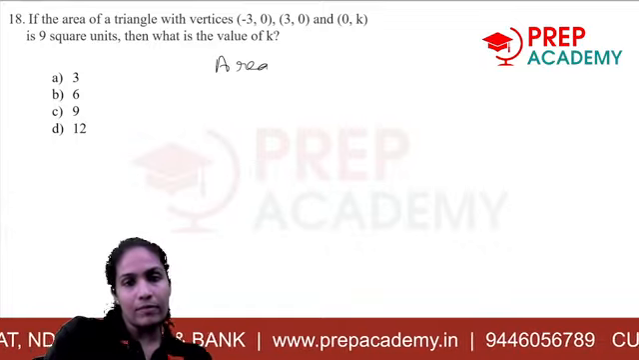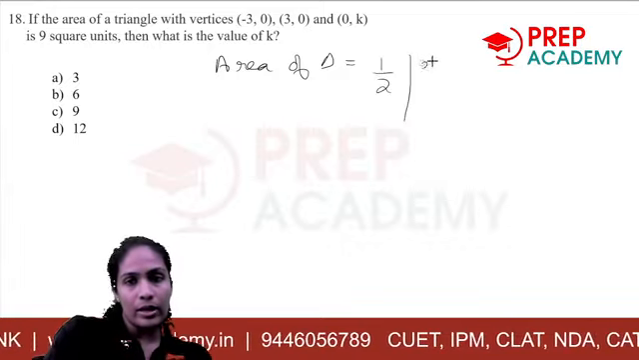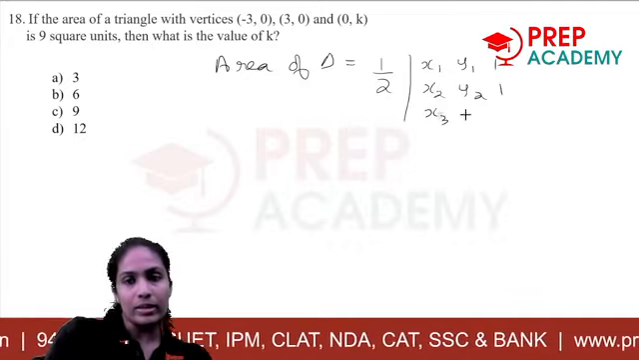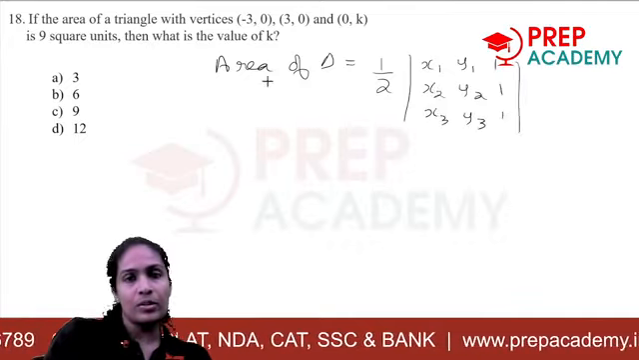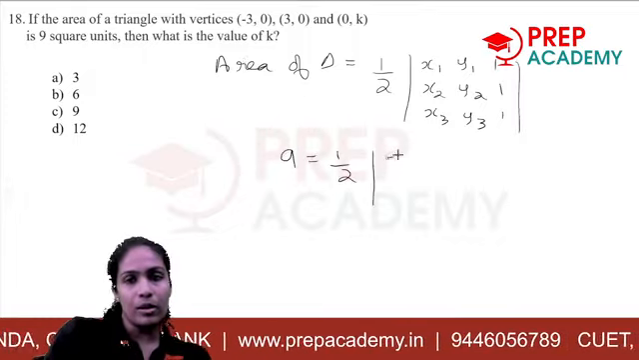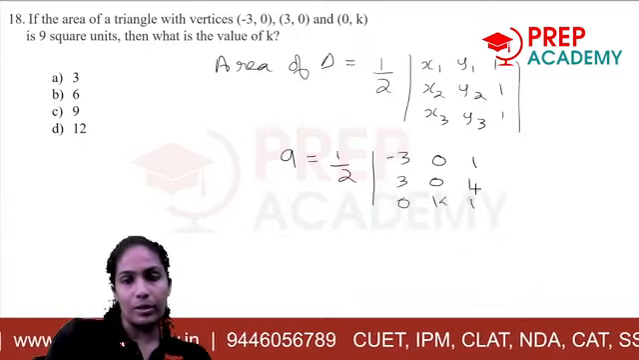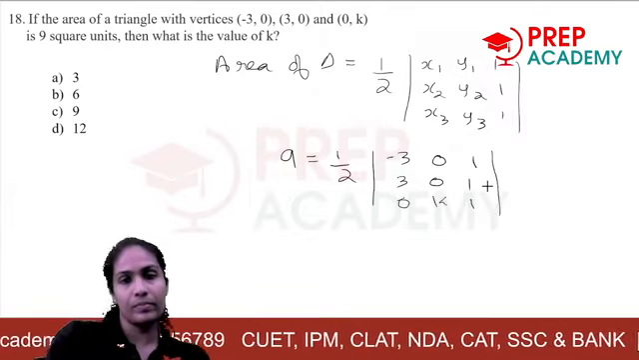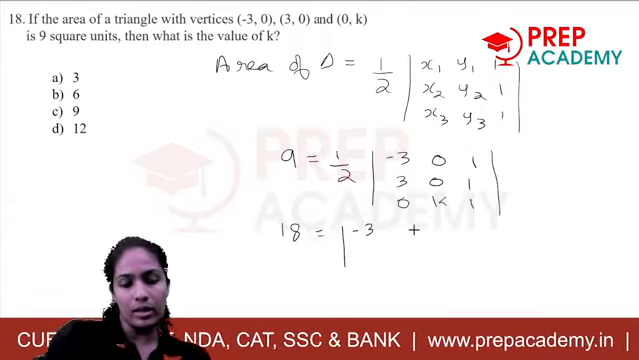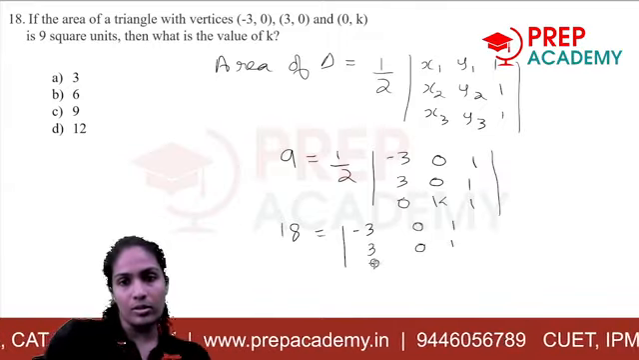Area of a triangle is defined as half into the determinant of x1, y1, 1, x2, y2, 1, x3, y3, 1. So here area is given as 9. So 9 is equal to half into the determinant of minus 3, 0, 1, 3, 0, 1, 0, k, 1. So 18 is equal to the determinant of minus 3, 0, 1, 3, 0, 1, 0, k, 1.